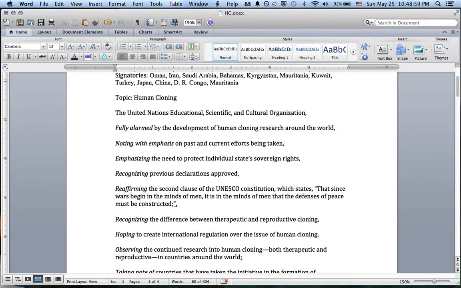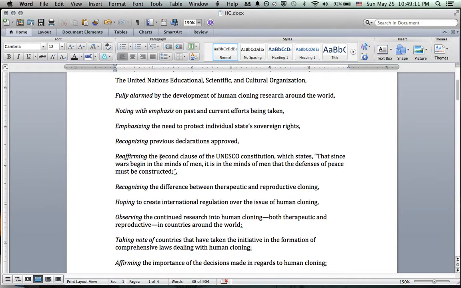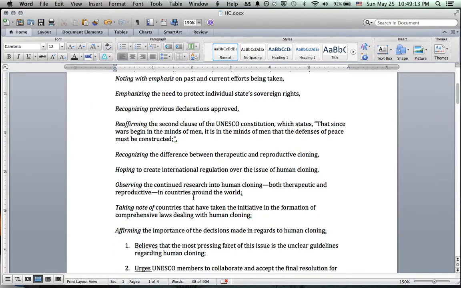Every preambulatory clause has to be initiated with italicized preambulatory phrases as we've discussed, and it has to be ended by a comma. This is how you deal with most preambulatory clauses, and this goes all the way till the last one. Oops, sorry, there's been a couple of mistakes. These should be commas. After you finish preambulatory clauses, they should be followed by operative clauses.